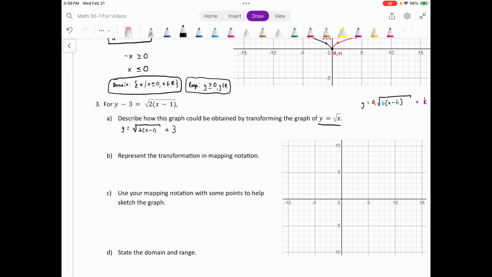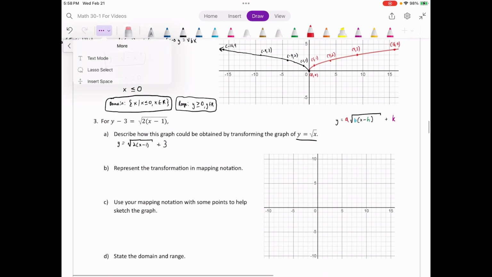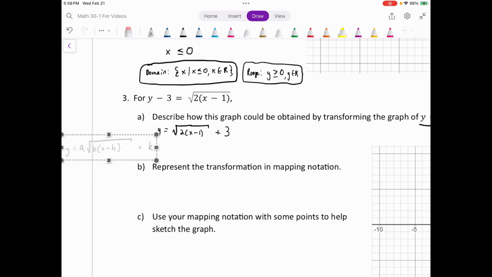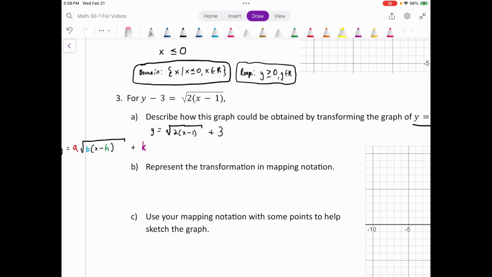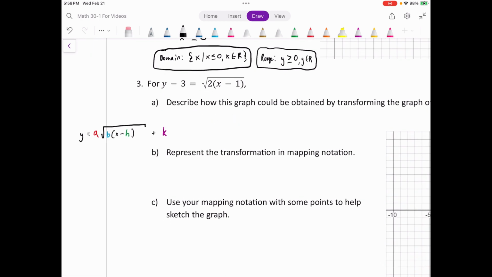And now we can pick out a, b, h, and k pretty easily, right? So what's a? Maybe I should pull this over here so we can compare a little more directly. Quickly rewrite that. y equals root 2x minus 1 plus 3. There we go. Okay, so what's in a's spot? Well, nothing, but I shouldn't say nothing. It's a 1, right? a is 1.